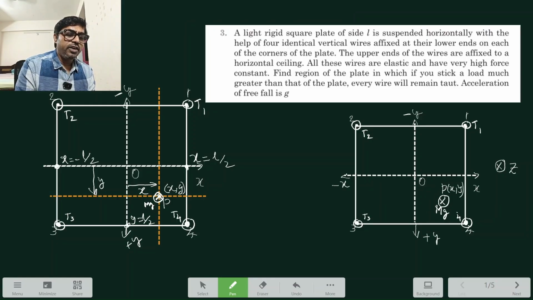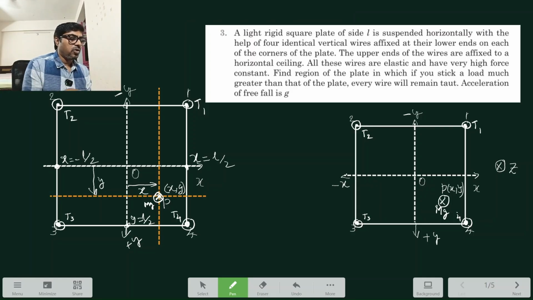And we need to identify the region, meaning we need to identify the coordinates of points x comma y which satisfy the condition in such a way that if I place the mass capital M there, none of the strings would get slackened. So I have taken coordinate system like this, and we have to find the relation between x and y so that none of the strings get slackened here. So I have added little more here, just look at it. So the right end would be x equal to plus L by 2, left end would be x equal to minus L by 2.